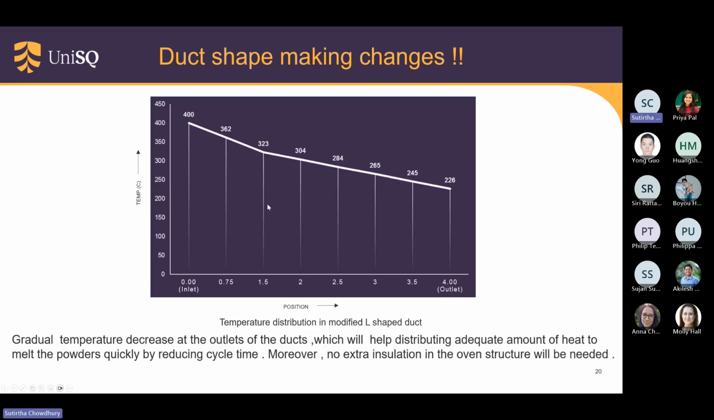In the graph from the L-shaped duct here, you can see from the beginning, it will give 400 degrees Celsius, and over time, it will decrease to 202 or 226 degrees Celsius, which is good enough to get the mold to sufficient temperatures rapidly. The gradual temperature decrease at the outlets of the duct will help distribute an adequate amount of heat to melt powders quickly by reducing the cycle time. Moreover, no extra insulation will be needed in the structure.